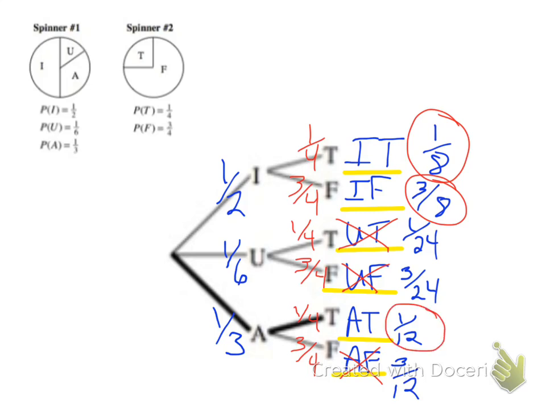What I need to do now is add those probabilities together. So 1/8 plus 3/8 plus 1/12. I need to get a common denominator in order to add those together. So my common denominator is going to be 24.